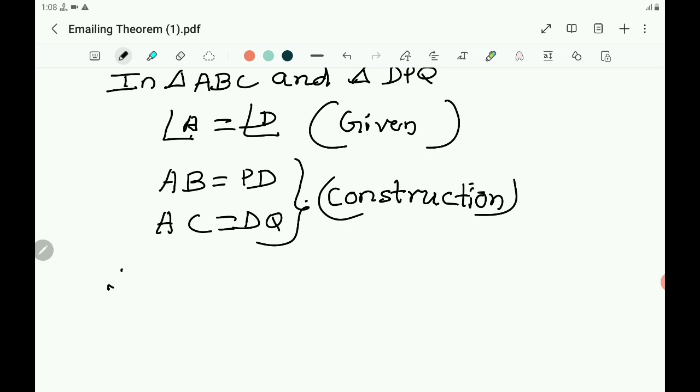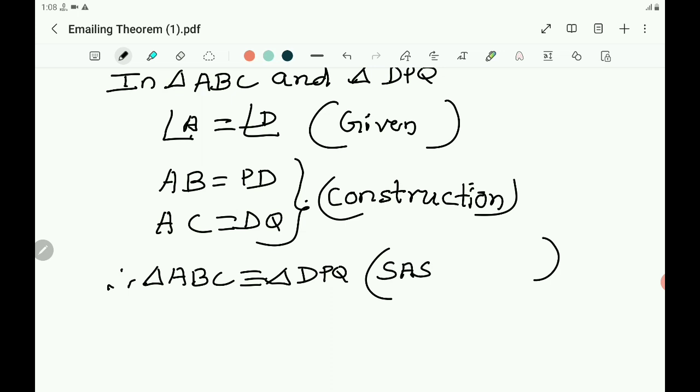Therefore you write, therefore triangle ABC is congruent to triangle DPQ. Which congruence rule? SAS congruence rule. Side, angle, side. Two sides and the angle made by them. SAS congruence rule.